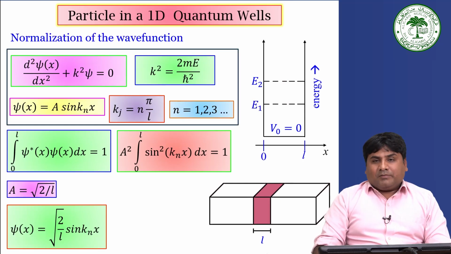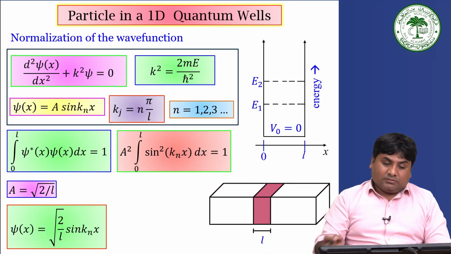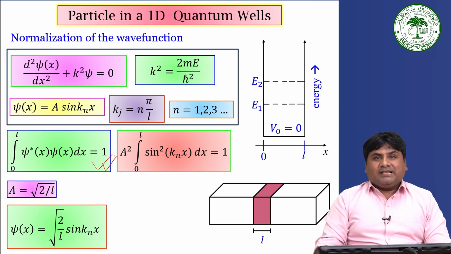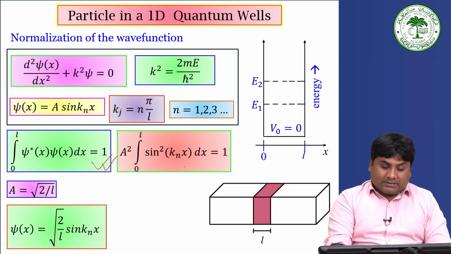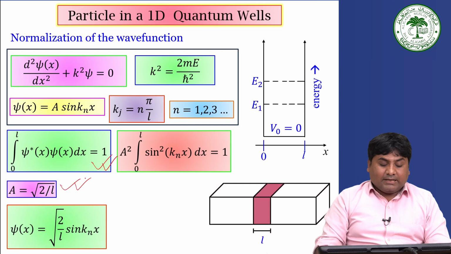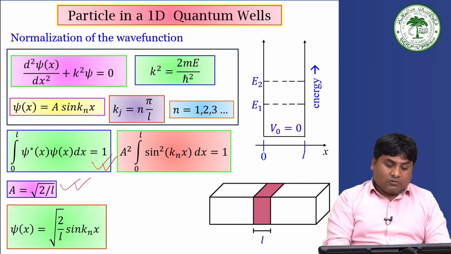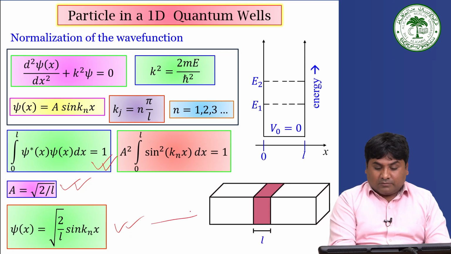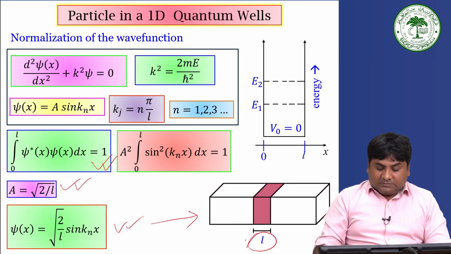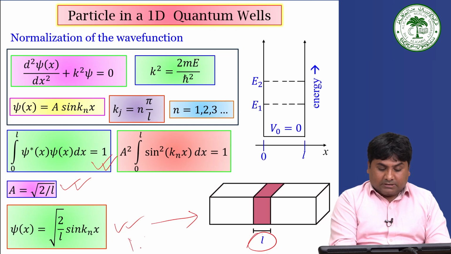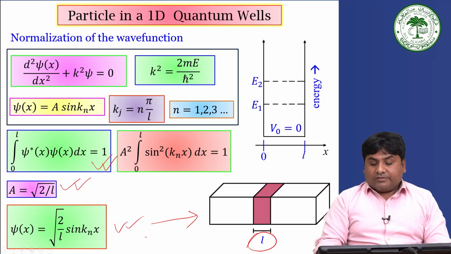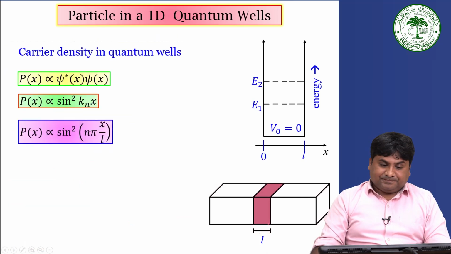So from your previous knowledge, you can also normalize this wave function. For that, the normalization condition is the integral from 0 to L of psi star x psi x dx equal to 1. When you normalize it, you will get A equal to root 2 by L, and your normalized wave function is root 2 by L sin kn x. So this is the equation for this quantum well of length L. This is the normalized wave equation for this length L.